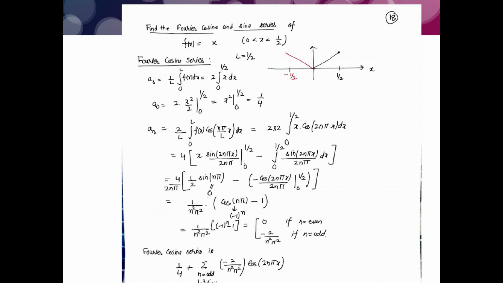If n is even, the value of the function is 0. If n is odd, then it is given by minus 2 divided by n square pi square. So for this function, the Fourier cosine series is given by this one. See the last expression.